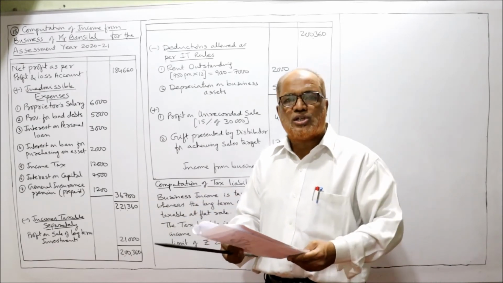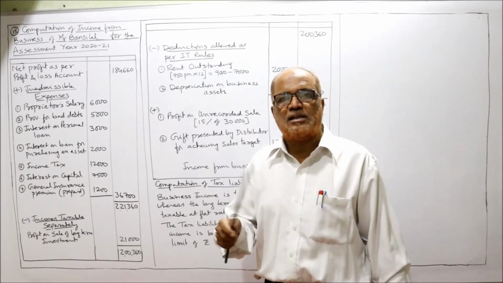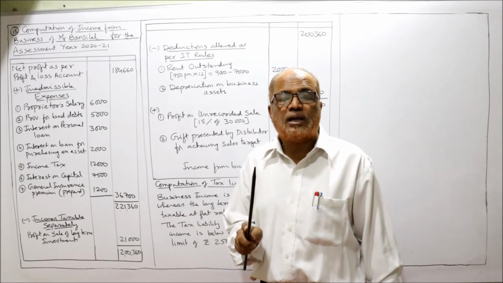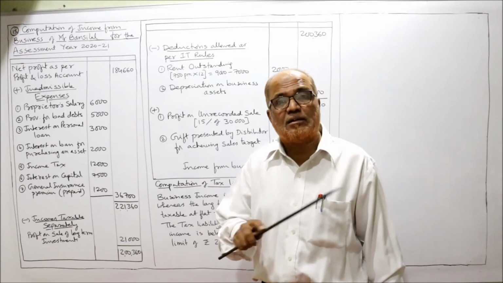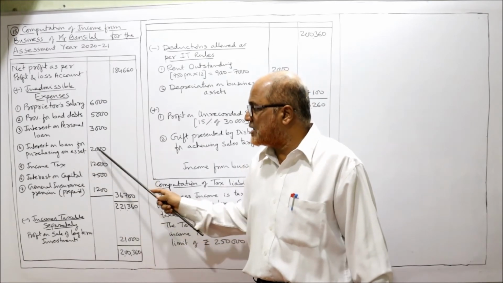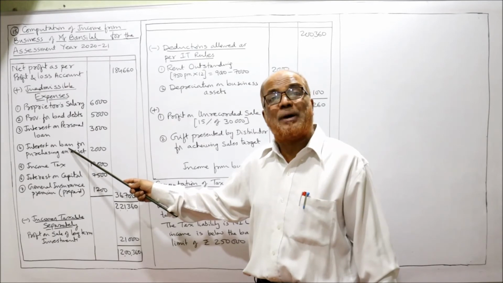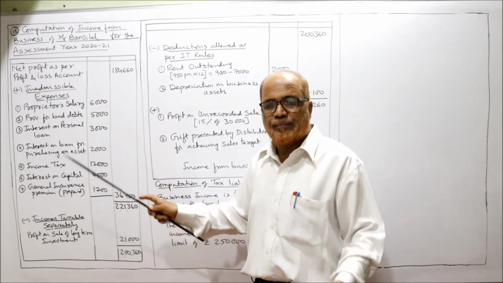Regarding interest on loan, just now I told you, interest on loan taken for working capital is allowed. Interest on loan taken for purchasing an asset is disallowed. So interest on loan for purchasing an asset, 2,000, is disallowed. Similarly, interest paid on loan taken for personal purpose is disallowed.